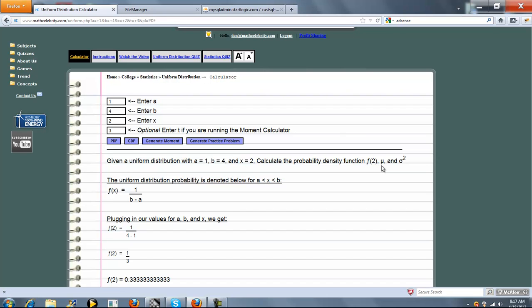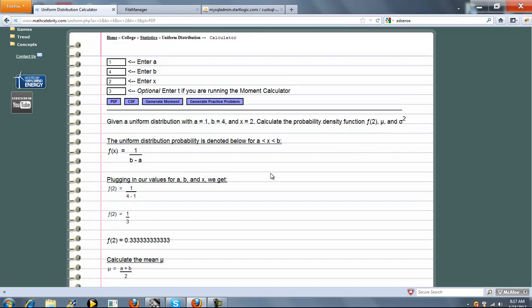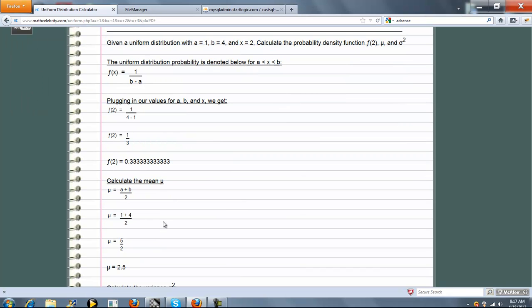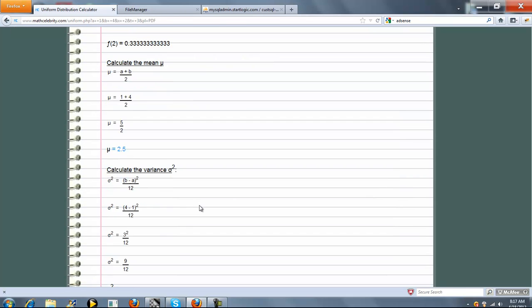We're also going to calculate the mean, the standard deviation, and the variance. So here's the density function below. We plug in our A and B, and we get 1/3. Our mean is just (a + b) over 2, so we take the a and b you entered, add them, divide by 2, it's 2.5.